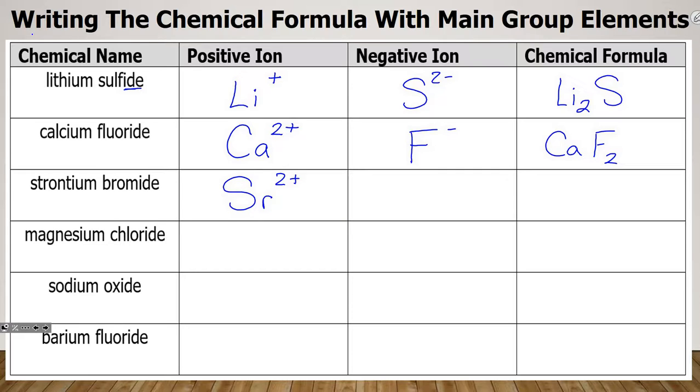Bromide. What element is that? Bromine. What's the symbol for bromine? Capital B, lowercase r. What's its charge? Negative. Okay, so what is my formula to make it add to 0? SrBr.